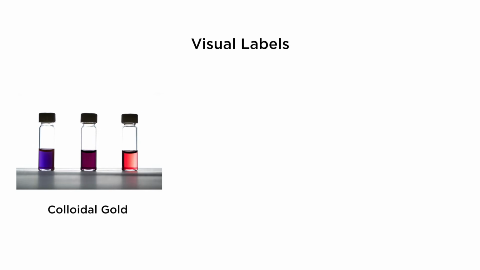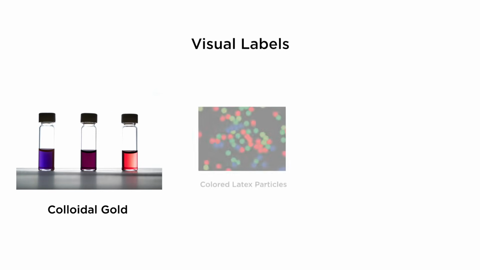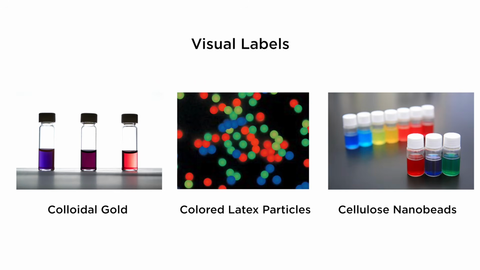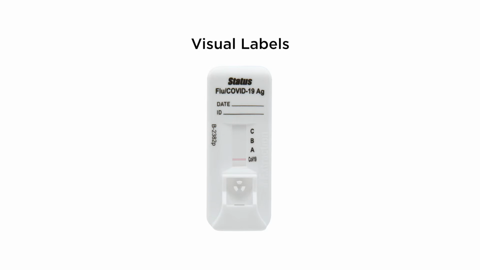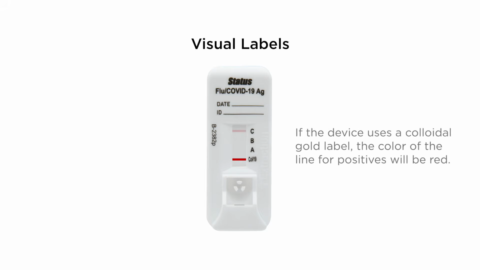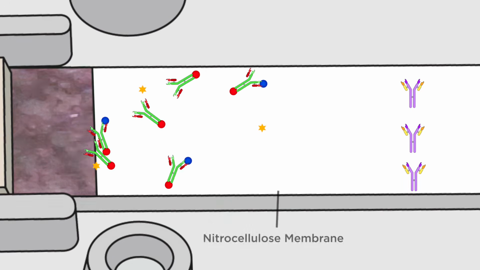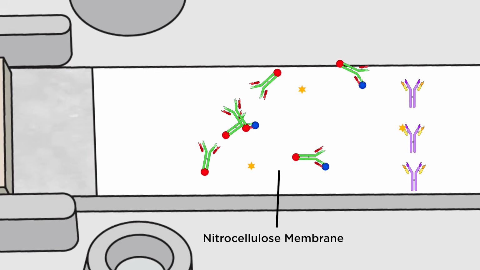In most cases, the label on the detection antibody is colloidal gold. There are other types of labels as well, such as colored latex particles and cellulose nanobeads. The label is what allows the visual detection of the target or antigen. If the device uses a colloidal gold label, the color of the line for positives will be red. From here, the sample continues to flow through the device and makes contact with the nitrocellulose membrane next.